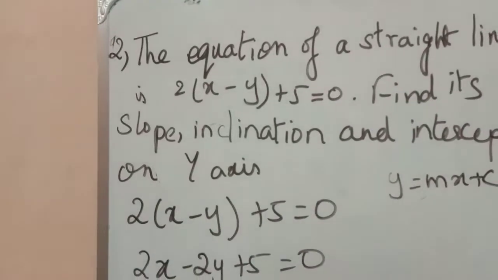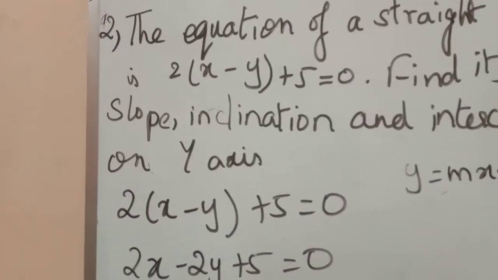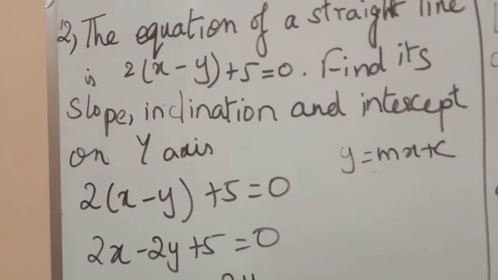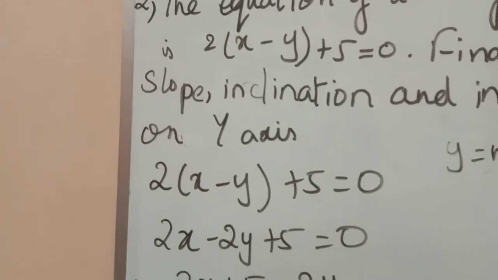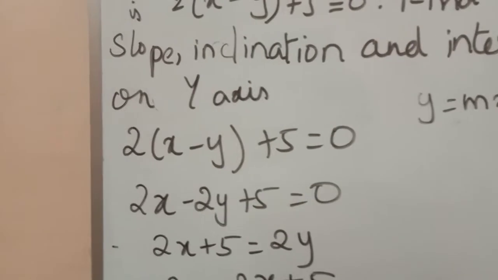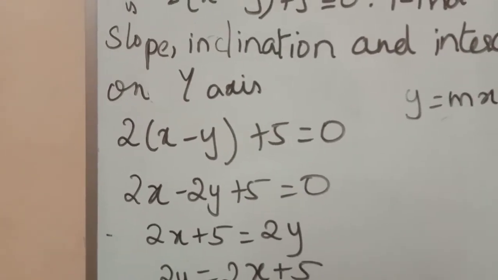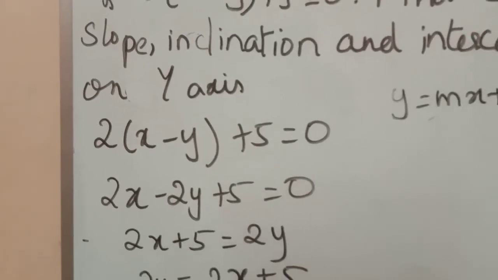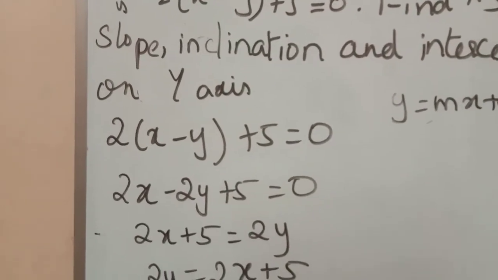Next question number 2. The equation of the straight line is 2 into (x minus y) plus 5 equal to 0. Find its slope, inclination and intercept. Okay. So the equation is given. We have to find the slope, inclination, and intercept on y-axis. Slope, we know 3 formulas. m equal to tan theta. Next, y2 minus y1 by x2 minus x1. Third one, minus coefficient of x by coefficient of y. So we have to find the slope.